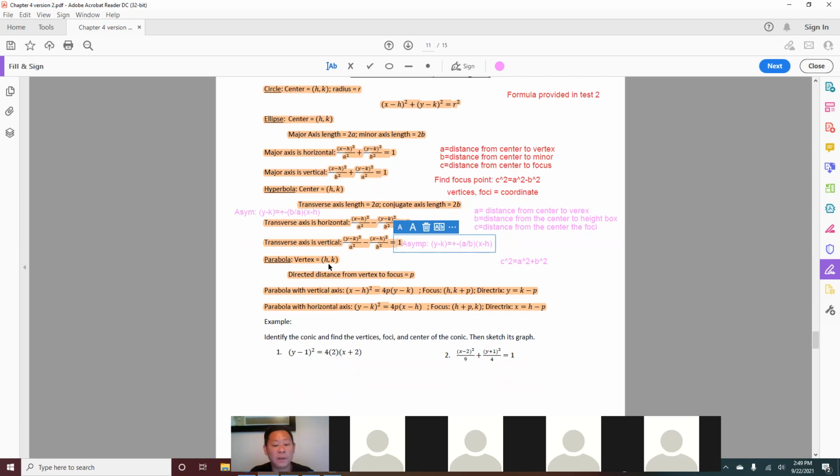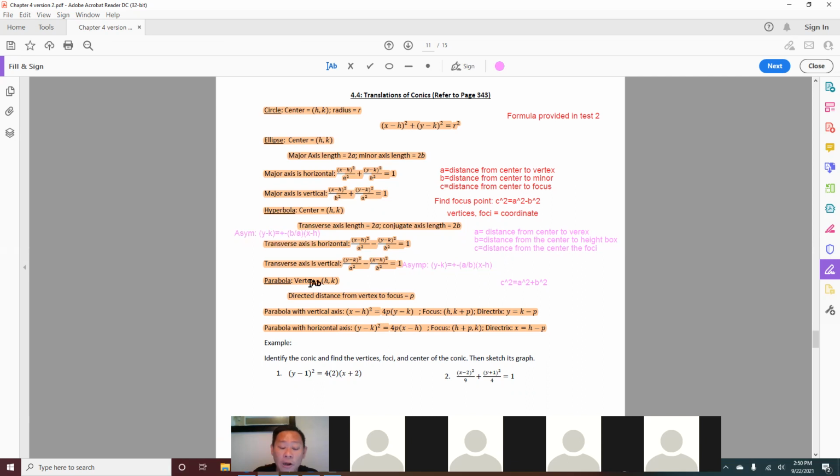And your parabola used to have a vertex at 0, 0 in the last section. We just translate this to (h, k). And since you translate this, your focus point and your directrix will be translated as well. Okay, so this is your four conic sections.